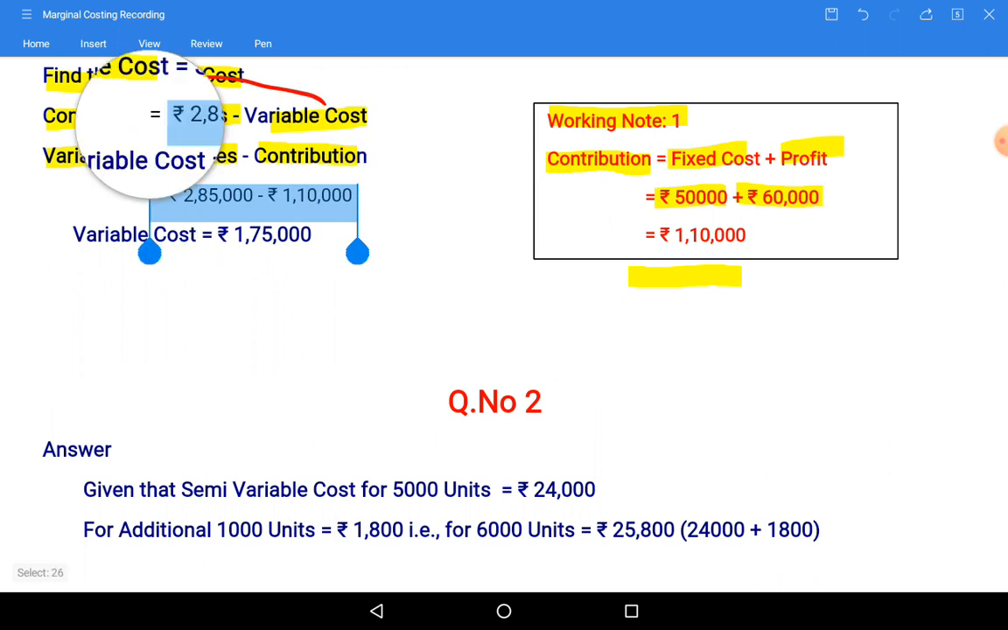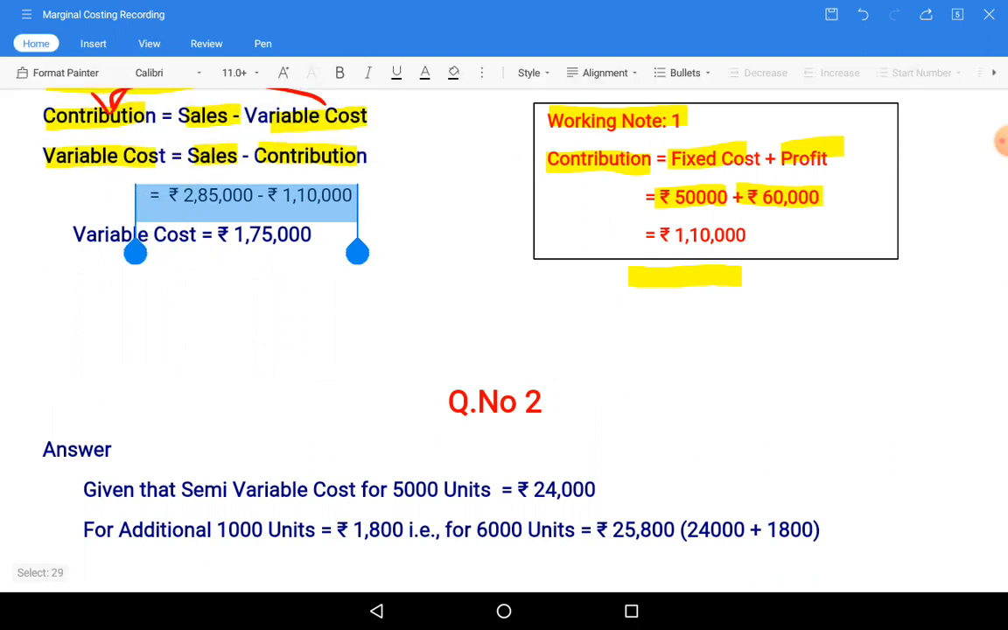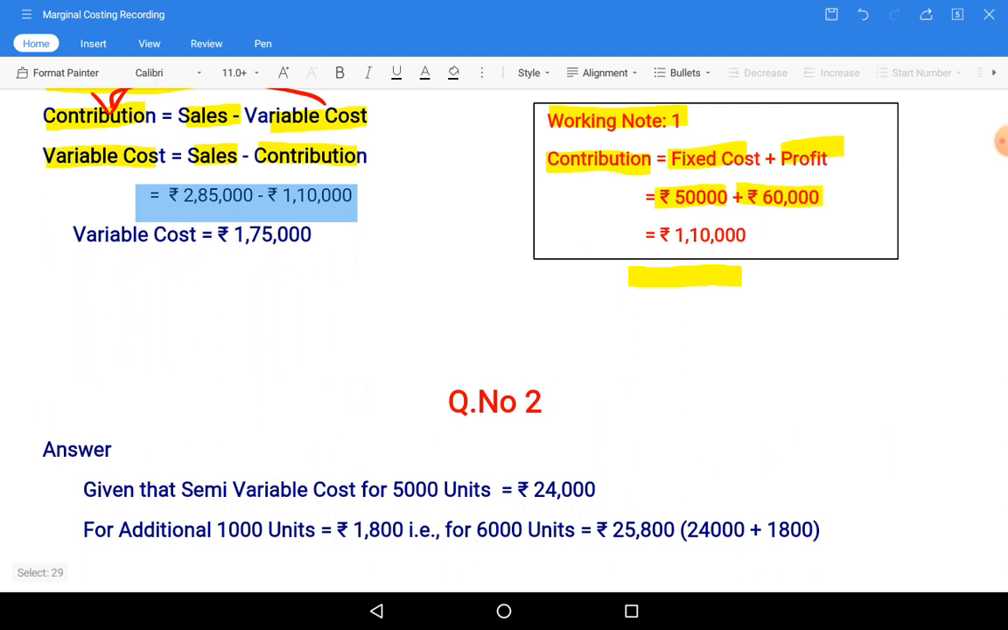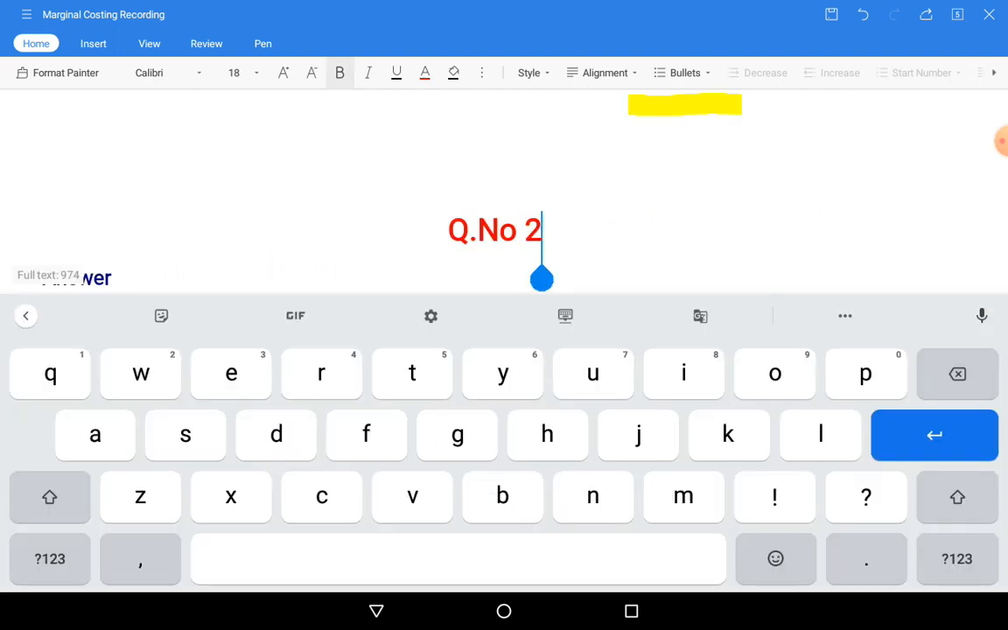So we just need to remember the formulas and interpret those formulas in the answer, that's it. Nothing else is there. Okay, while sending it to you, I'll change the color of it. Let us see the next question.